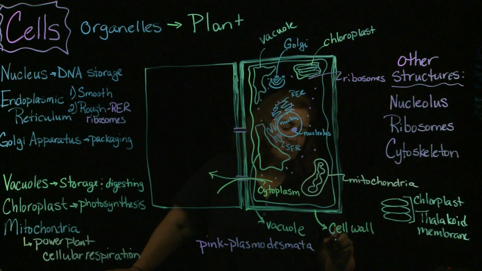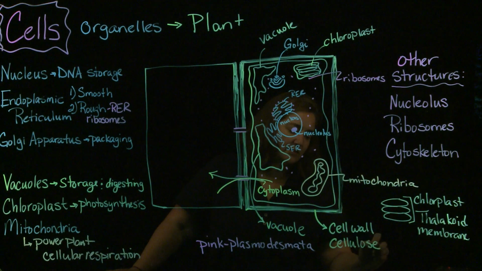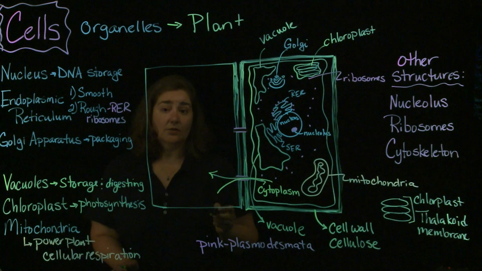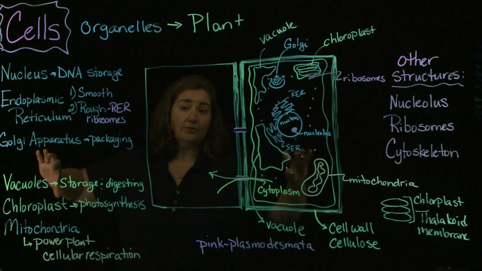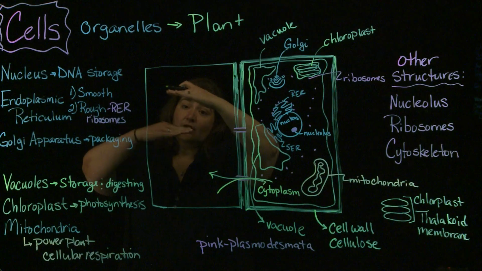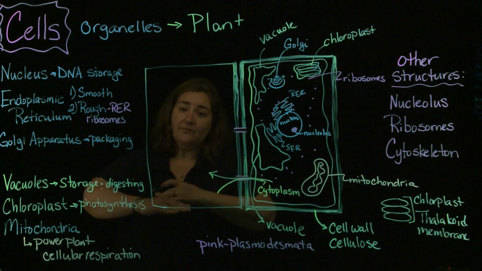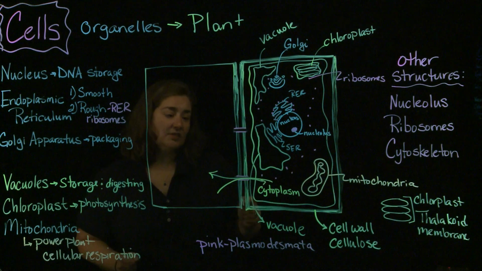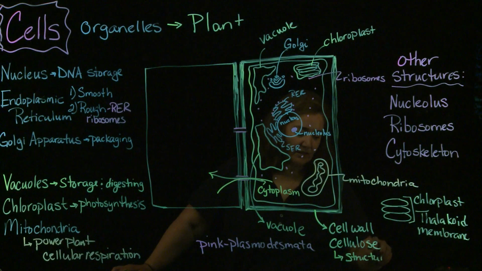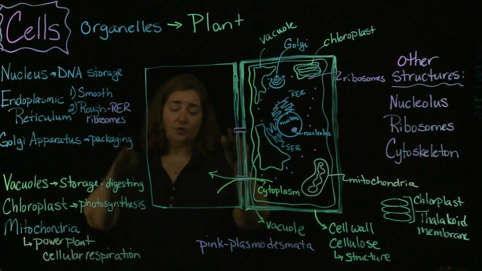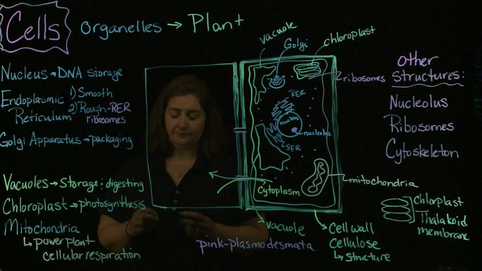All right. Our cell wall in plant cells is going to be composed of cellulose. So that cellulose is a polymer of glucose, so it's a long chain of glucose, but it's linked together, so you get multiple chains stacked together. And what that cellulose does, and what the cell wall does, is it gives some external structure to the plant cell.